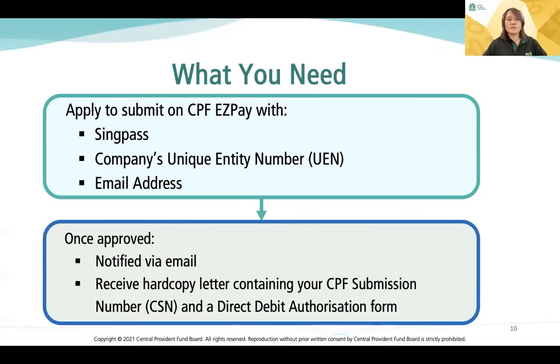Once you apply online and it's approved, you'll be notified via email. Then you will also receive a hard copy containing your CPF submission number, which is CSN, and a direct debit authorization form. This direct debit is something like GIRO, where, as I mentioned just now, once you submit the CPF contribution, payment will be deducted. But it's slightly different from GIRO in that it's not automatic. It doesn't mean that once you sign up for direct debit, the payment will be automatically deducted every month. It's only when you submit your CPF contribution amount on the system that the payment will be deducted.